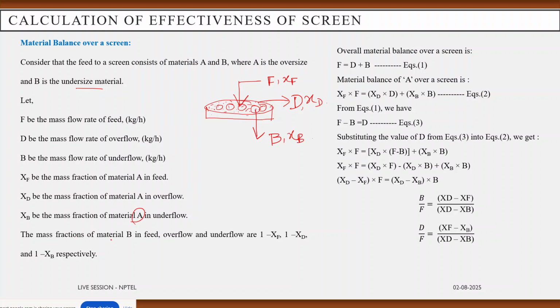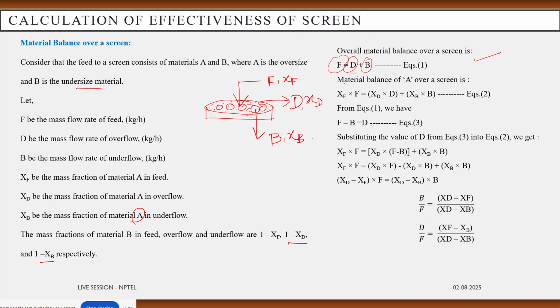We need to define also for the material B: in the feed, that will be 1 minus XF, in the overflow that will be 1 minus XD, and in the underflow it will be 1 minus XB. So now after doing all of this assumption and denotation, we will go through the overall material balance over a screen. That will be feed equals overflow plus underflow. With these flow rates you do the mass balance.